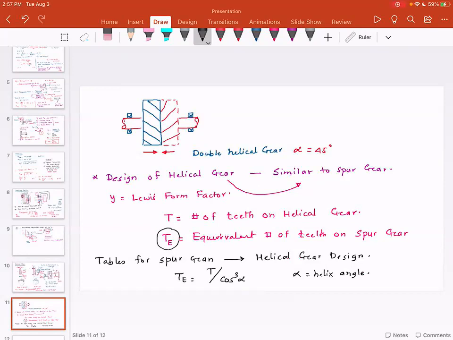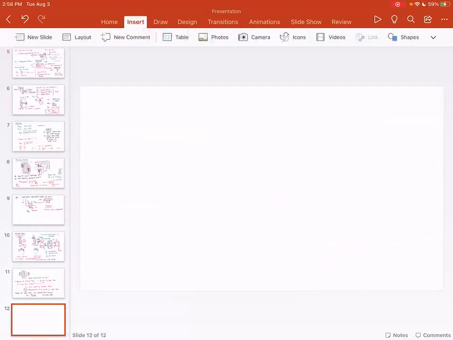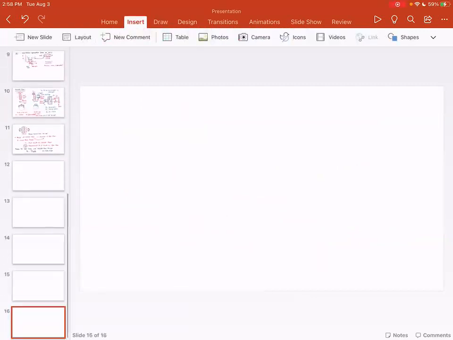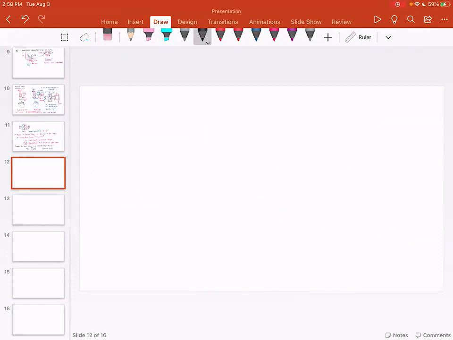So once you find out the number of teeth on the helical gear, before you do the design, we need to find out the equivalent number of teeth on the spur gear, and then assuming the spur gear design process, we continue with the design. Now, a couple of small variations. First, in the case of helical gear, you are going to have a pressure angle and you are going to have a helix angle.